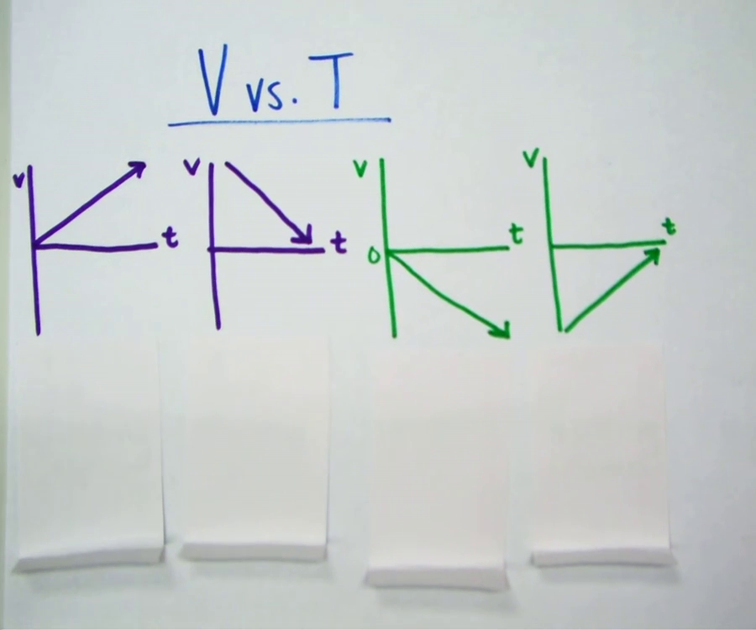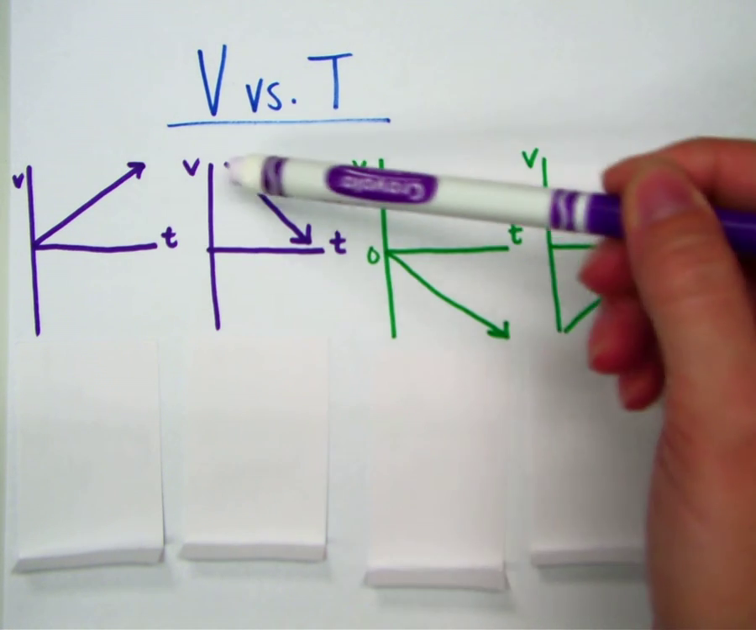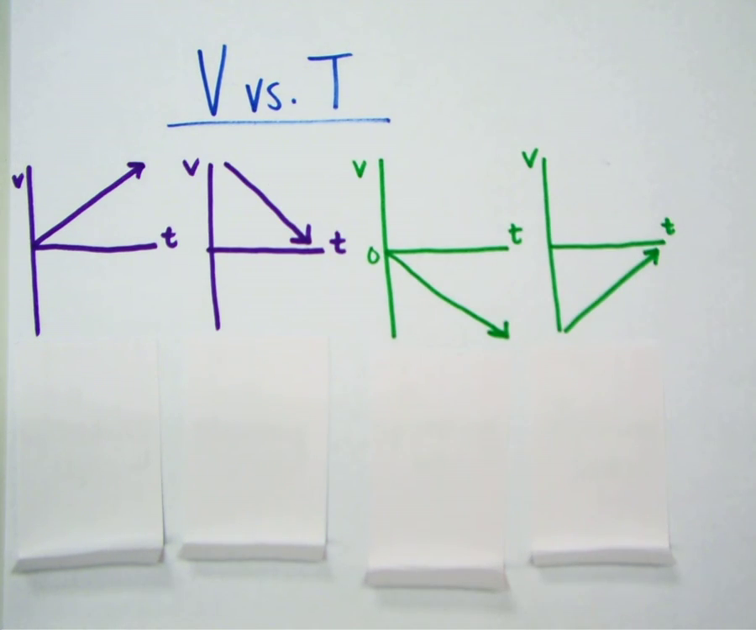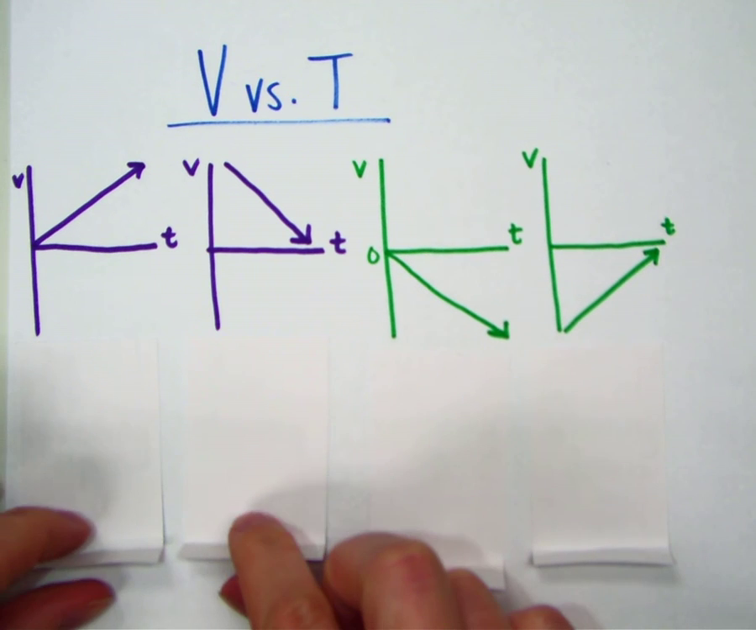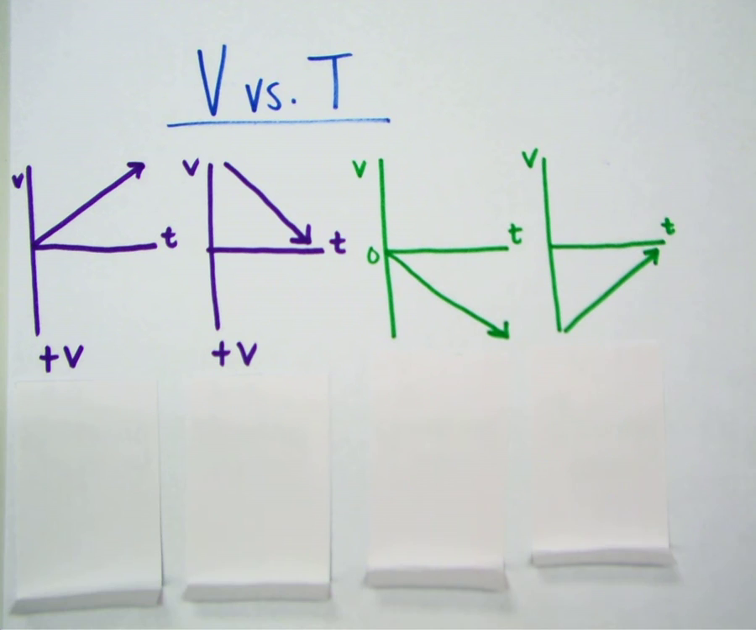Okay, so the first thing you want to do whenever you're looking at a V versus T graph is determine if the object's velocity is positive or negative, and that will determine the direction that the object is actually traveling in. So if you see your arrow is above the x-axis on a V versus T graph, then you know the velocity is positive, which means the object is moving to the right.